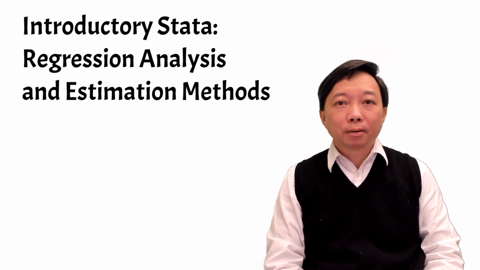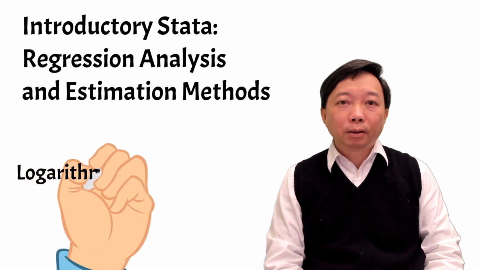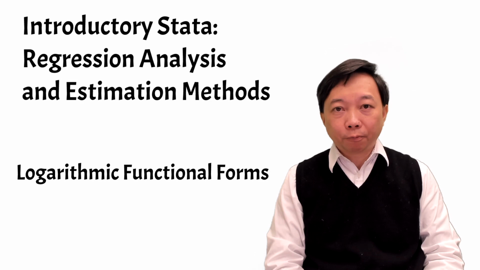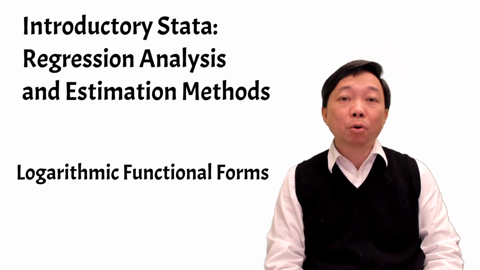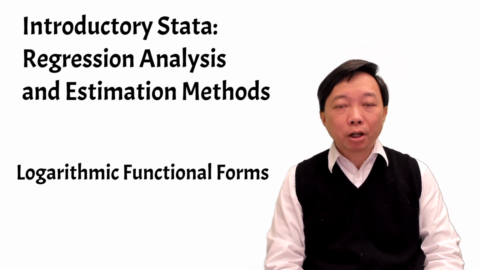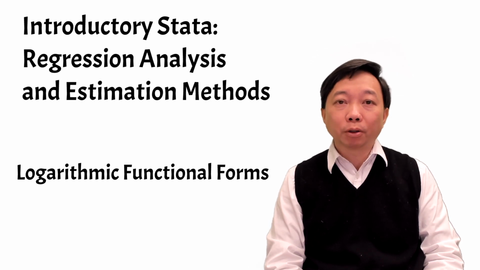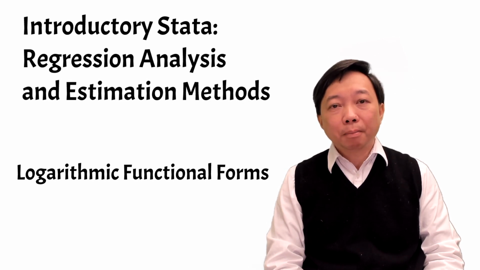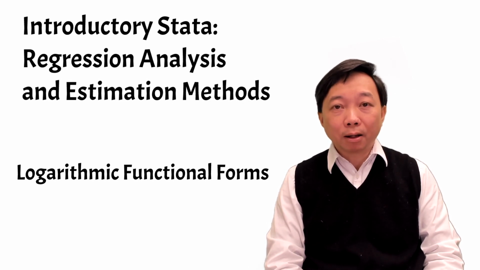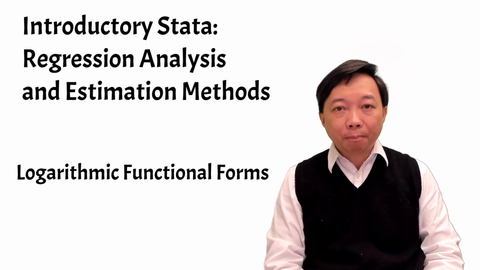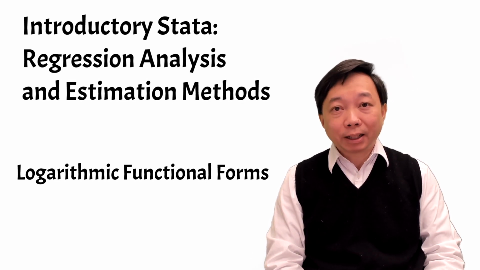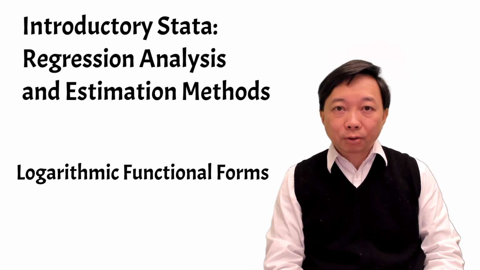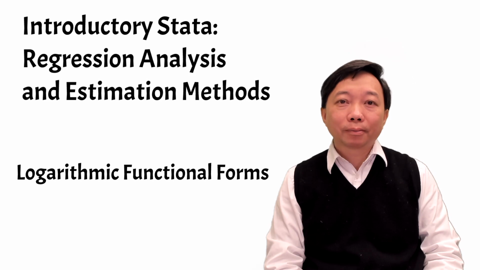In this topic, we will transform the outcome variable from the level form to the logarithmic form and add the quadratics and interaction terms of the explanatory variables to the model. We will use the margins and marginsplot commands in Stata to obtain and visualize the prediction of the outcome variables and the marginal effects of the explanatory variables.